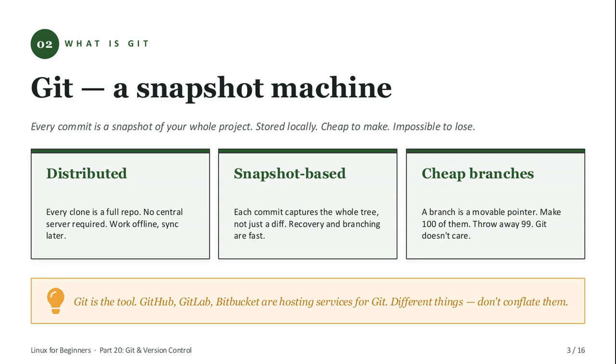Think of Git as a snapshot machine. Every time you commit, you're photographing your entire project, not just the lines that changed. Three things make this powerful. It's distributed, so every clone is a complete repo you can work with offline. It's snapshot-based, which makes recovery and branching lightning fast, and branches are basically free. Spin up 100, throw 99 away, Git won't blink.